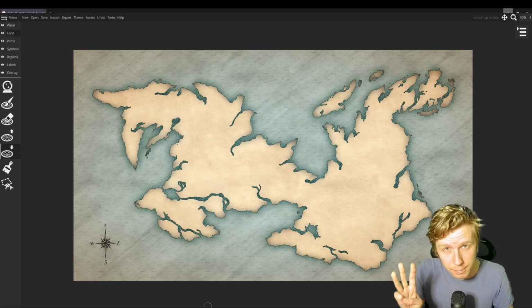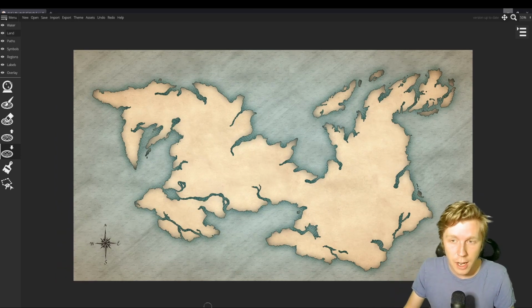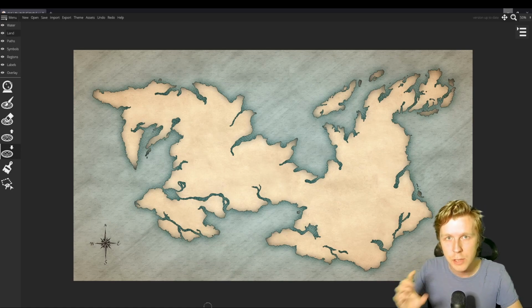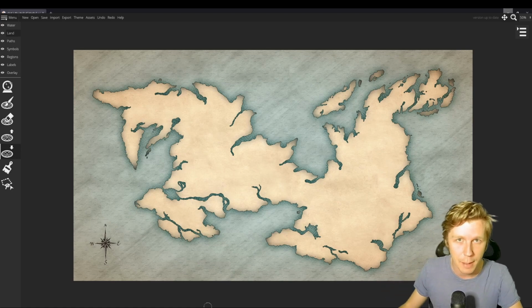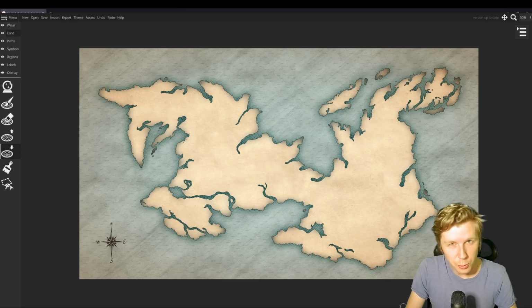Tip number 3, add points of interest. Now, your dynamic coastline is going to already have points of interest in it, but it's a good idea to put at least one really dramatic point of interest in your map. One great way to create a point of interest is to create a strait between two large land masses.